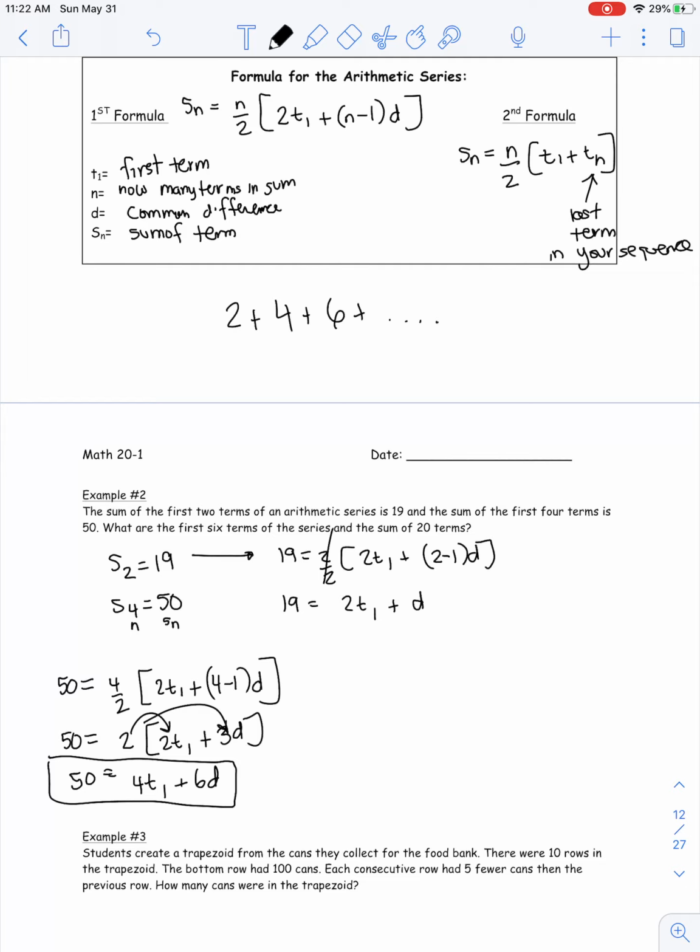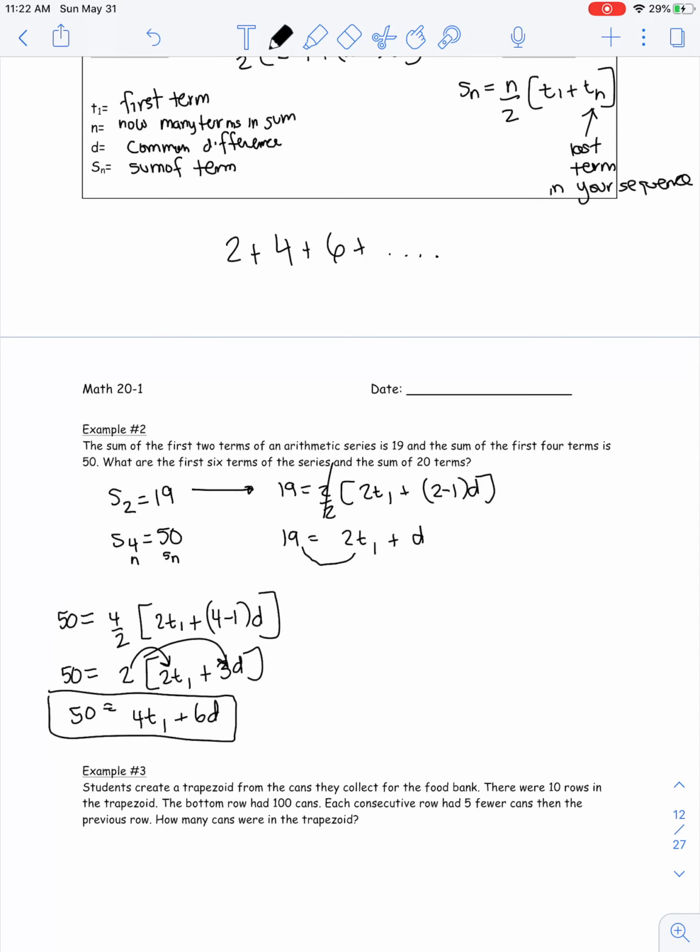So as you can see, I can use either elimination or substitution. So I'm going to do substitution just to kind of show you how that works. So I'm going to bring this 2t1 to the other side. So what I'm doing is I'm solving for d. So that's my new equation that I'm going to use. Now I'm going to substitute this value of d into the other equation. So this is substitution that I'm doing.